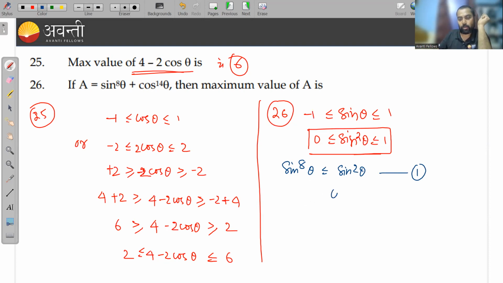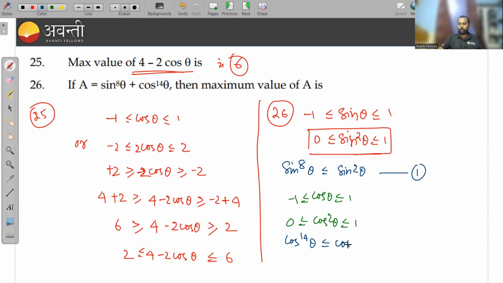Similarly, we know cos of theta is lying between -1 and 1. So similarly, cos square theta will be greater than or equal to 0 and less than or equal to 1. Similarly, we can see here that cos to the power 14 theta is less than or equal to cos square theta. This is inequation 2.